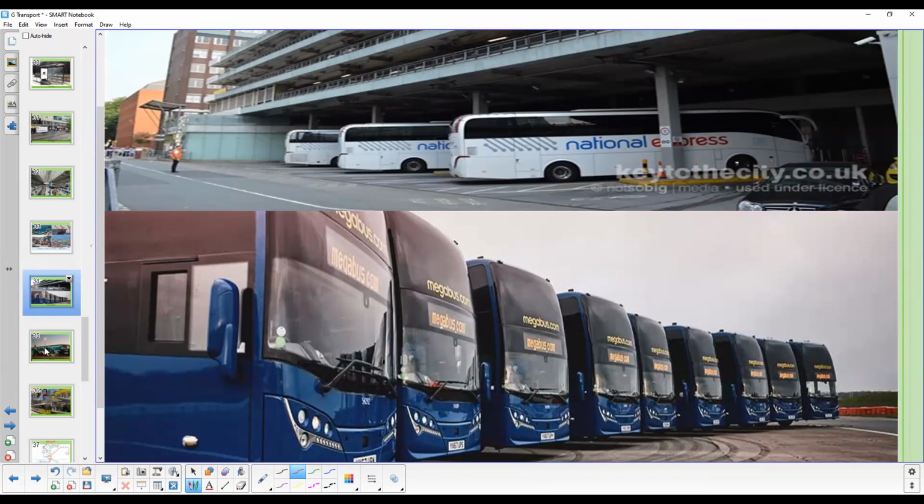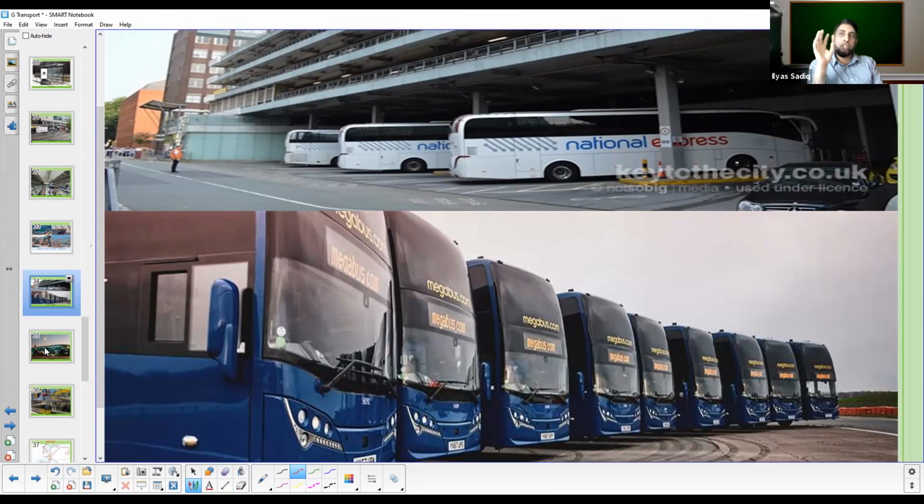If you just keep in mind that a coach station means when you are traveling to another city, then you go to the coach station. But if you want to go within the city, of course, then you can go to the bus station. Does anybody have any question about it?